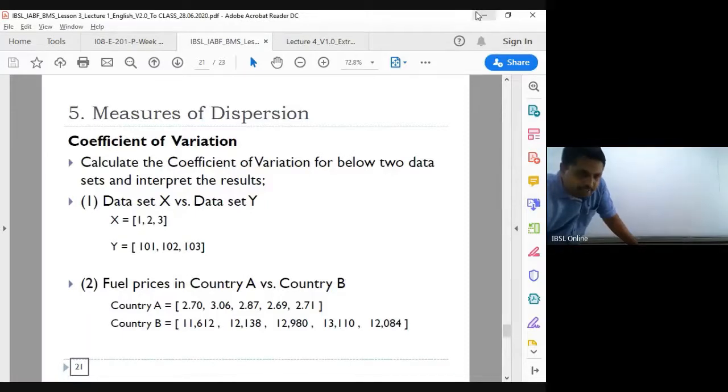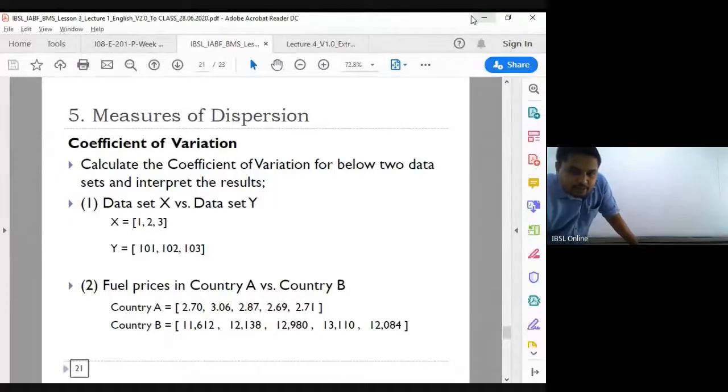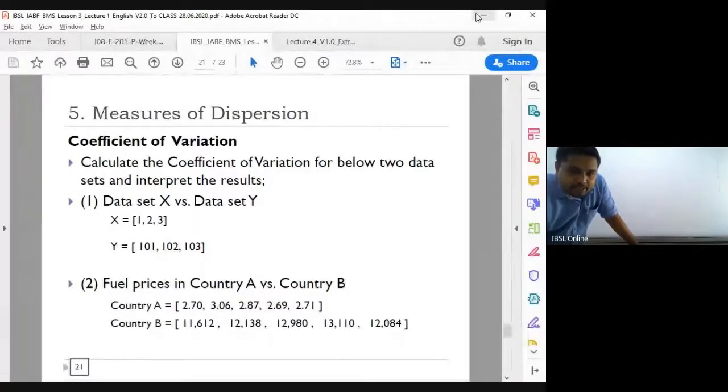Okay, you have the first data set, X data, having values of 1, 2, and 3, and Y data of 101, 102, and 103. We'll take only that example. The other one we will leave for the next class. So what I want to discuss here is, you have values of 1, 2, and 3 here. What would be the X bar? It would be 2. In the other data set, you have the values of 101, 102, and 103. The value of Y bar would be 102.